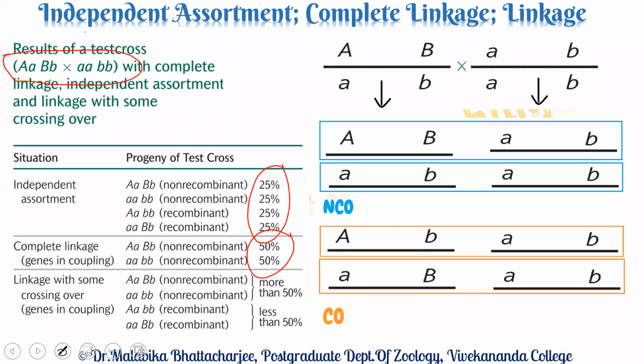And if we see that four gametes are being formed, but the amount of non-recombinant gametes, or the non-crossover products, is greater than 50% as compared to the crossover products, then we have to come to a conclusion that incomplete linkage is occurring between the two genes concerned. Now let's move on to another concept, that is the concept of a genetic map.